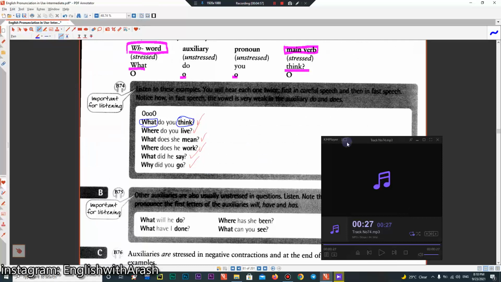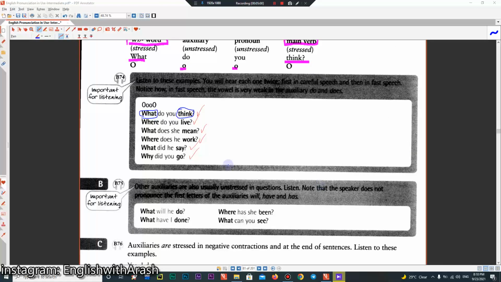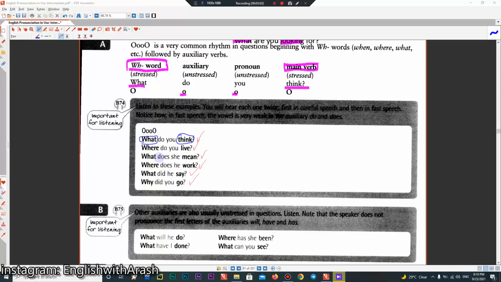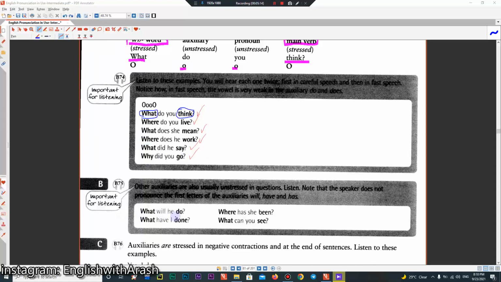Now it says other auxiliaries are also in this format. I mean, it doesn't have to be does or do or did. It can be can, have, all of them. For example, here you see what will he do? Or here, what have I done? Or where's she been? What can you see? Again, the parts written in bold are getting the stress, which are the main verb and the WH word.